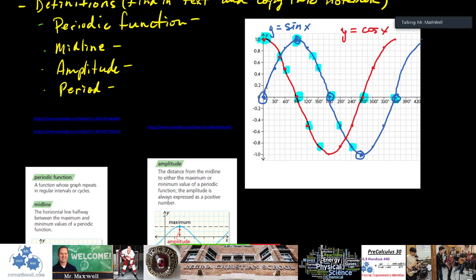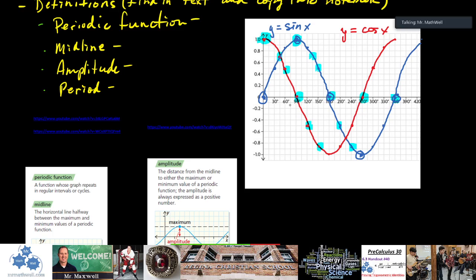This is your typical graph, starts at 0 and then ends up at 0 over one period. But the middle line here is the x-axis, isn't it? It's right through the middle there. And of course, the midline would have an equal distance from the midline to the top point as the midline to the bottommost point, okay? It's exactly in the middle. That's what the midline is.